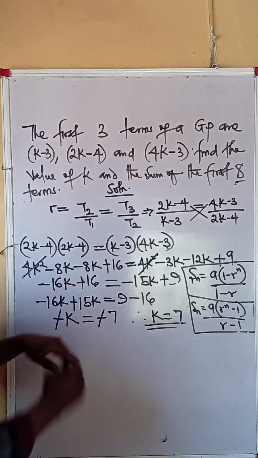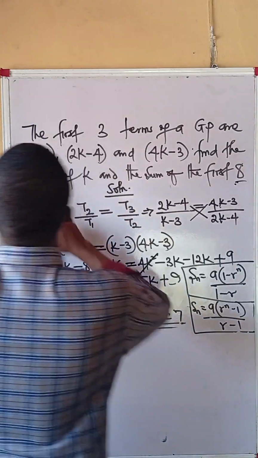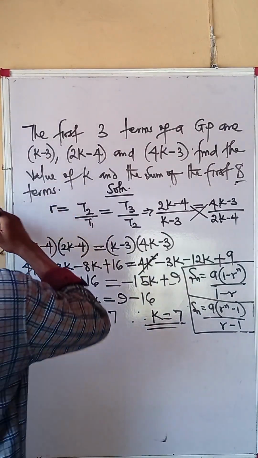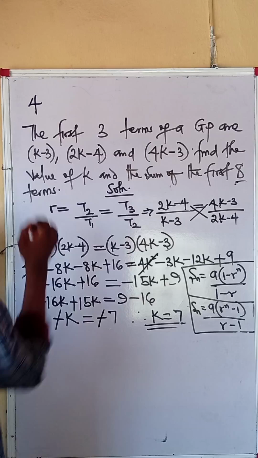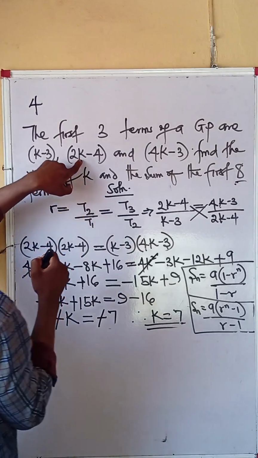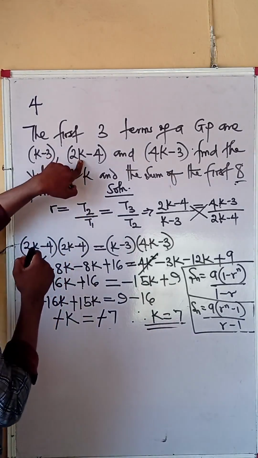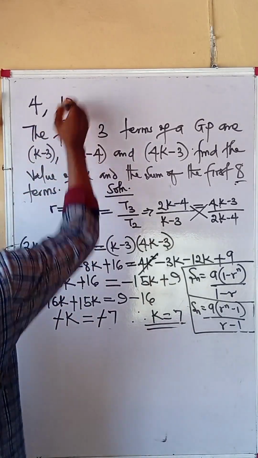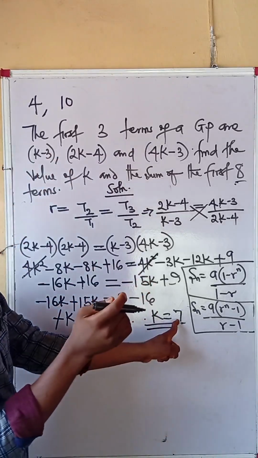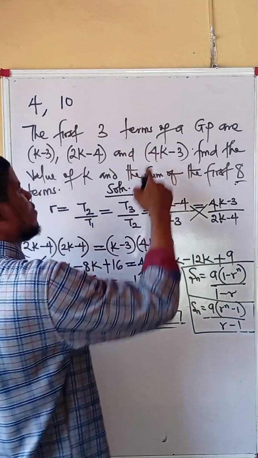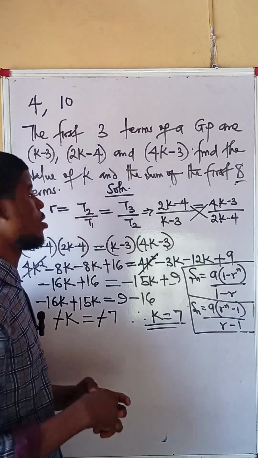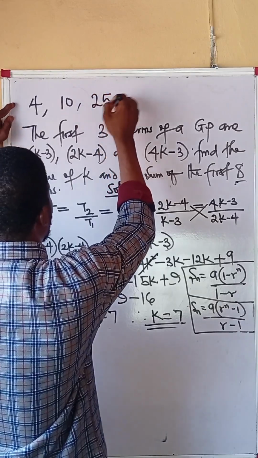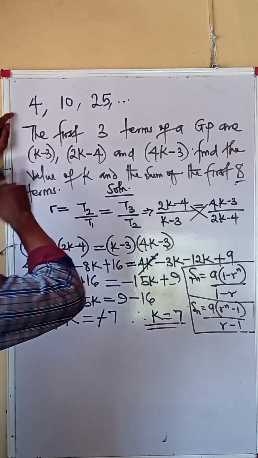K is 7. If I plug in 7 here, 7 minus 3 is 4. The first term is 4. 2 times 7 is 14, and 14 minus 4 is 10. The second term is 10. I hope you know what I'm doing, I'm plugging 7 for k now. 4 times 7 is 28, and 28 minus 3 is 25. Well, these are the first 3 terms.